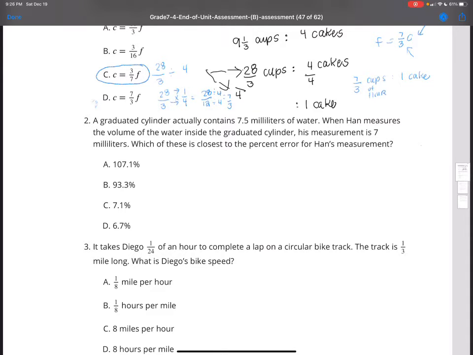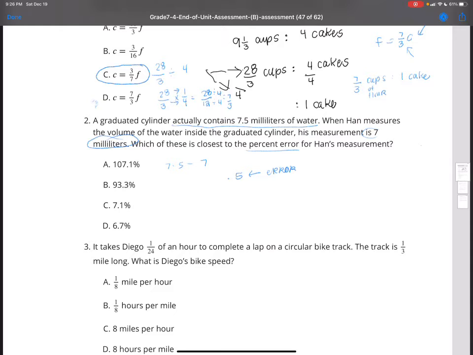Okay, so we're looking for the percent error. Now it says the actual container contains 7.5 milliliters, but his measurement was 7. So in lesson 14 and 13, we discussed measurement error and percent error. What we need to do is find the difference between the numbers, which is 7.5 minus 7, which gives me a half. So this is the actual error.